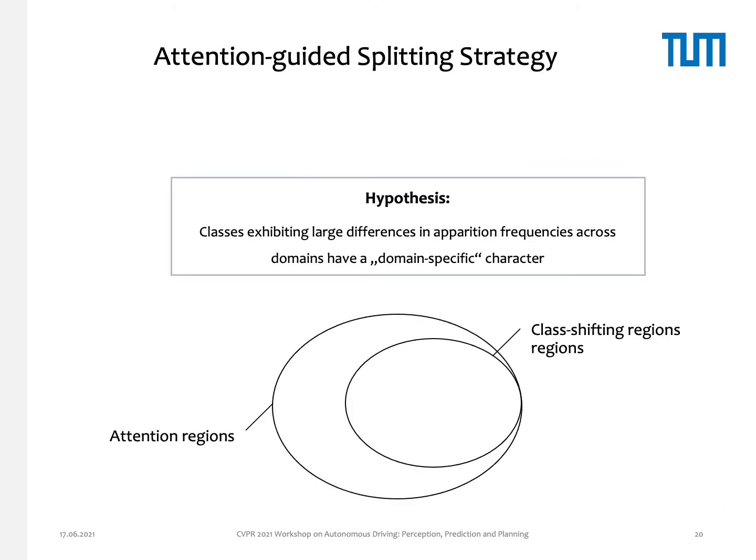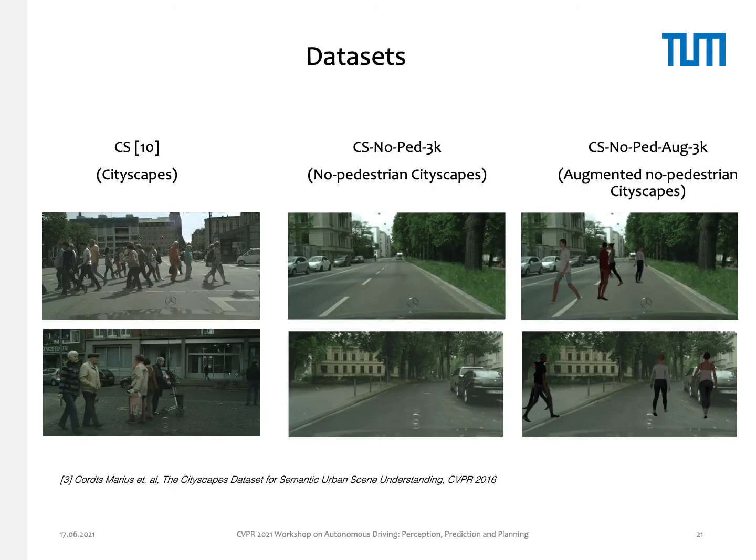Our leading hypothesis is that classes which exhibit large differences in apparition frequencies between domains do as well have a domain-specific character. This means we can leverage former attention mechanisms to locate areas that do contain class-shifting regions. To confirm our assumption, we create a novel, non-pedestrian dataset, apply our pedestrian augmentation and appearance learning approach, and analyze to which extent the pedestrian distribution of the generated samples resembles representative samples of the real world.